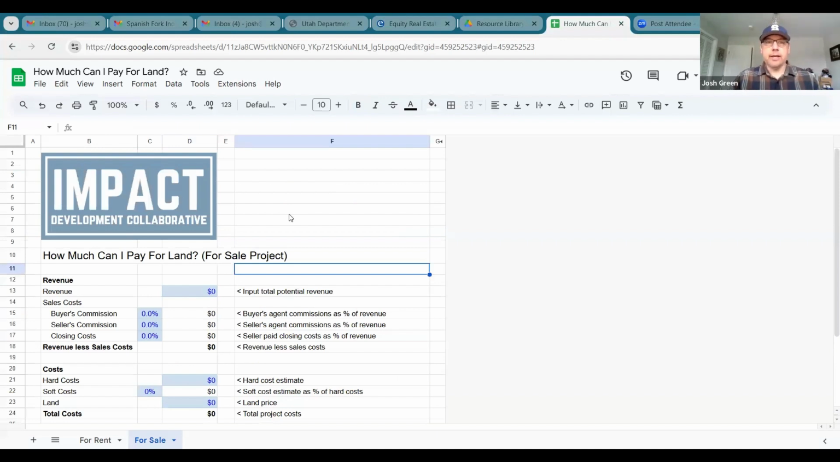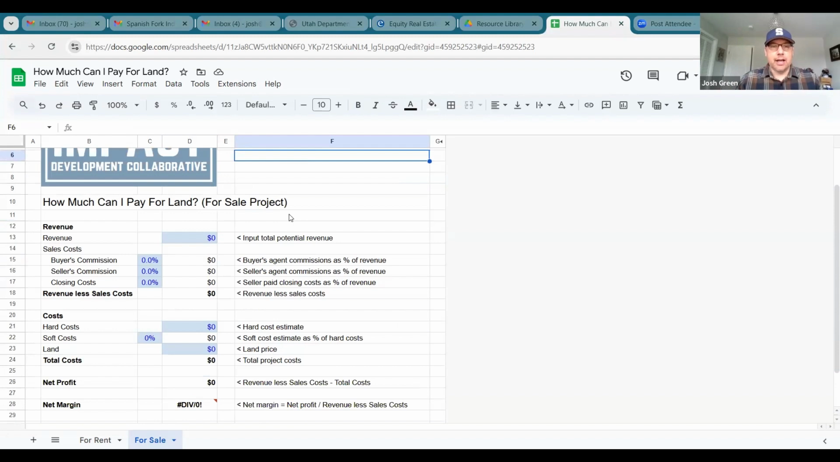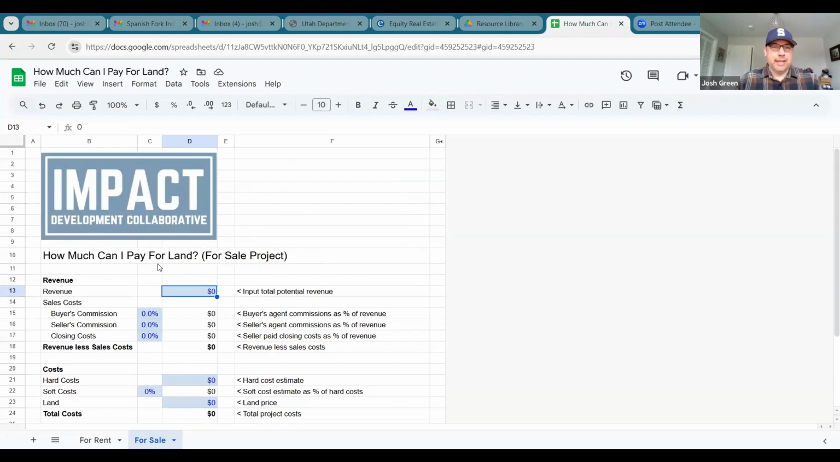So really the best way is to kind of back into it. And that means that you need to know how many units you can build. You need to know what your costs are, and you can back into, okay, what can I pay for the land that will make this deal work? And so I've built this little tool here for the Impact Development Collaborative.